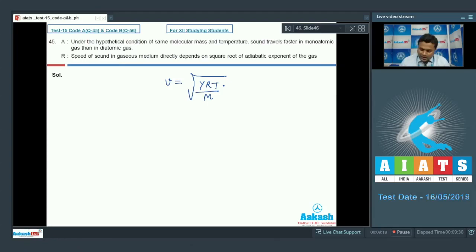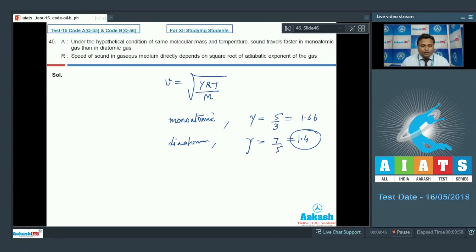where for monoatomic gases this gamma is given by 5/3 or 1.67. On the other hand, for diatomic, this gamma can be written as 7/5 or 1.4. Now, according to the question, under the hypothetical condition of same molecular mass and temperature, so T goes same, M goes same, R is already same, so v is directly dependent upon under root of this gamma. So more gamma, more will be the speed of sound.